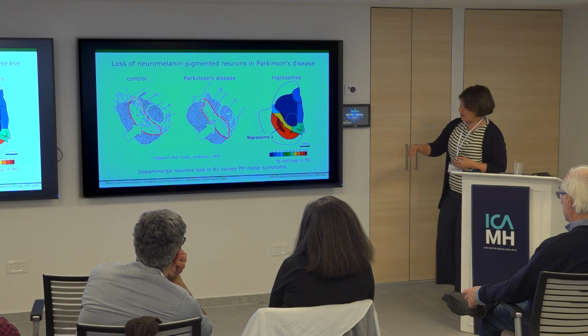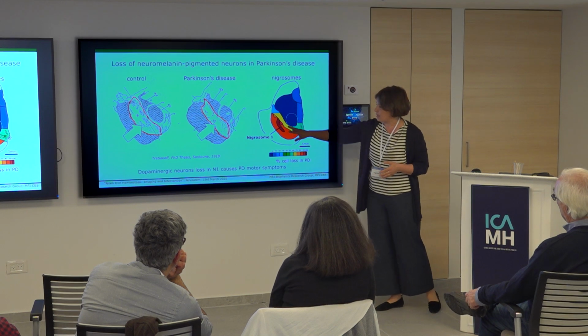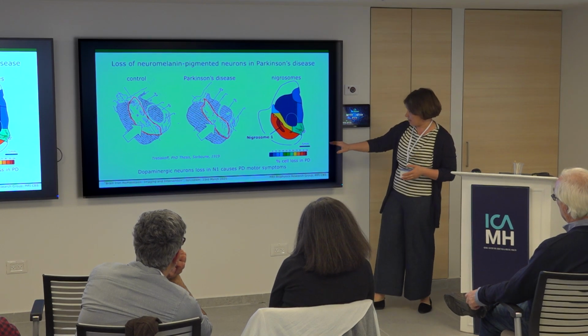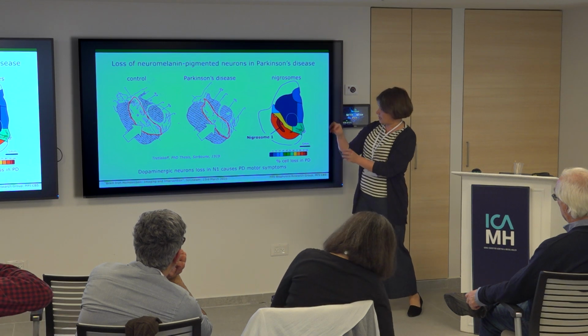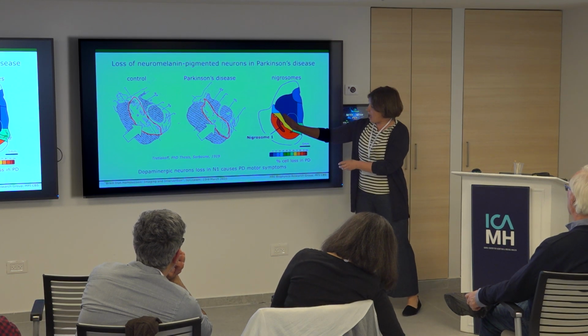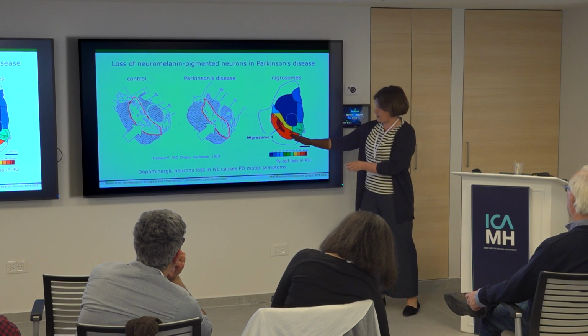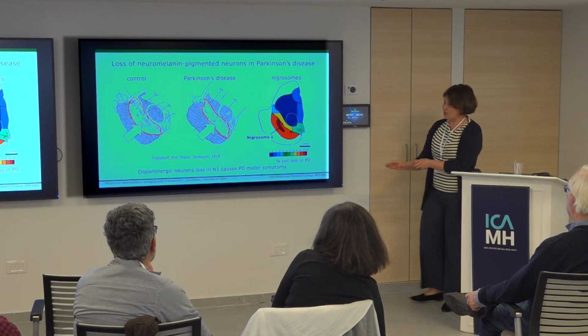Later, there was very detailed work by Damier et al., who mapped the distribution of cell loss across the nigra and found out, first of all, that these cells group in tiny clouds called nigrosomes, and they defined five of them. And that the biggest nigrosome, so-called nigrosome 1, shown here, degenerates most and earliest.